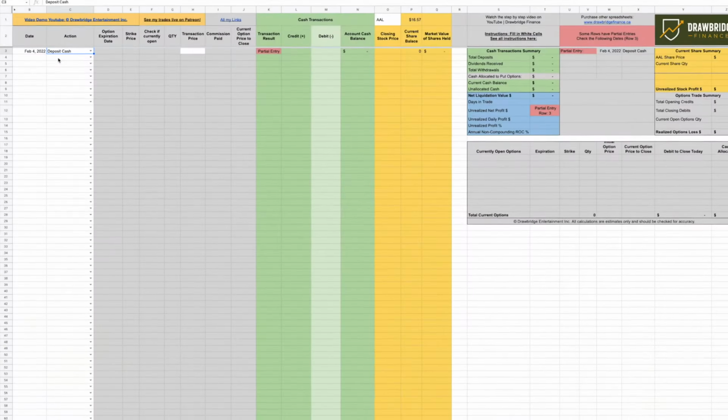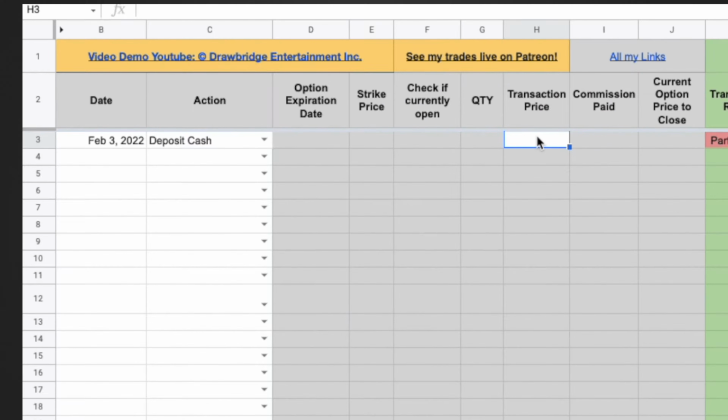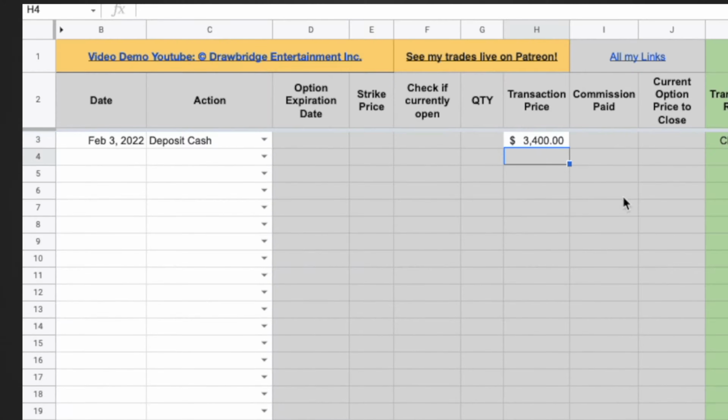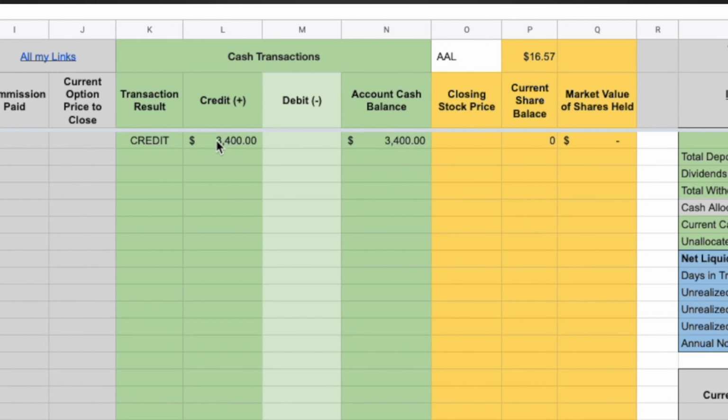is deposit cash. Now, this is not actually a cash transfer in my account. It's just an amount of cash that I am allocating towards this trade. And the transaction price is going to be $3,400. Now it's showing me that this is a credit, and I have a credit in this particular trade of $3,400. And then my account cash balance, or the amount allocated towards this trade, is $3,400. And that's as simple as it is.